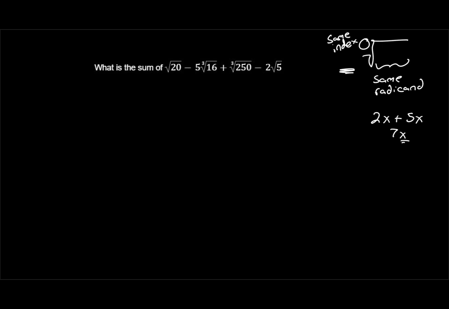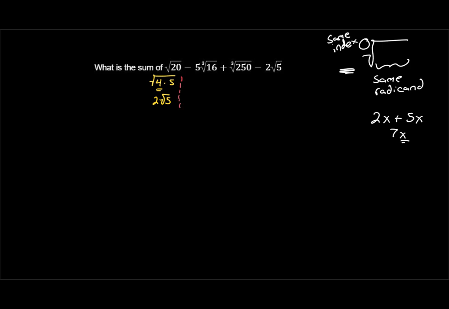So starting with the square root of 20, 20 itself is not a perfect square, and the biggest perfect square that goes into 20 is 4. So I would rewrite it as the square root of 4 times 5, with 4 being my perfect square. The square root of 4 is 2, so 2 square roots of 5.